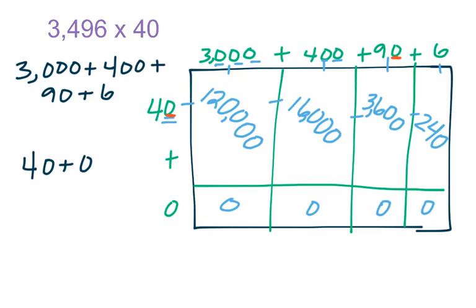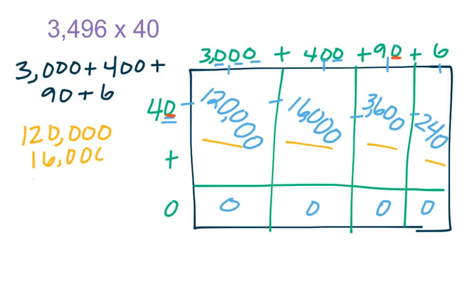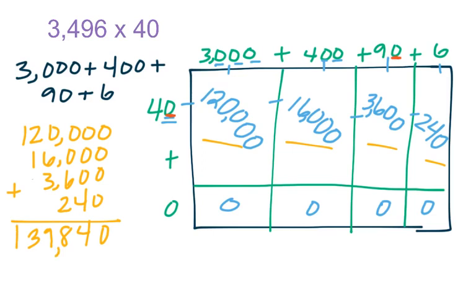Okay, I'm going to clear some room here because I've got quite the hefty problem that I'm going to be solving out, but I'm going to take these numbers and I'm going to add them up. So I've got 120,000 plus 16,000. Notice I'm lining up those place values really well. Plus 3,600 plus 240. Zeros, 4, 8, 9, 3, and 1.